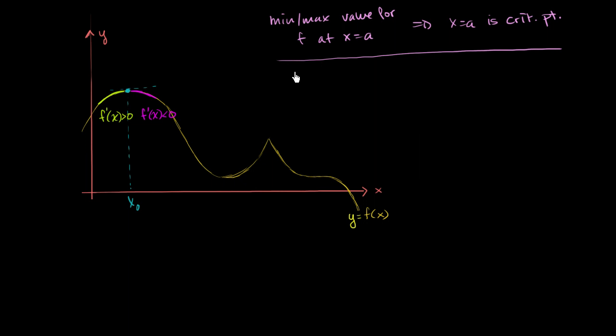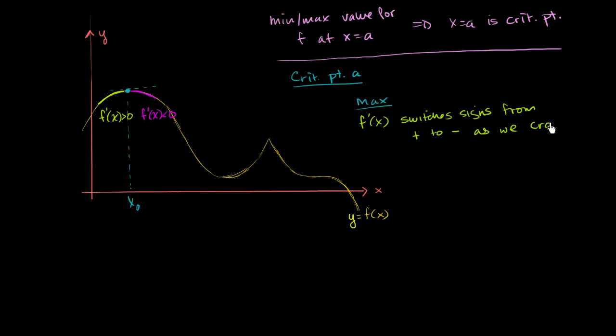So let's say that we have critical point a. We are at a maximum point. We are at a max if f prime of x switches signs from positive to negative as we cross x equals a. That's exactly what happened right over here.